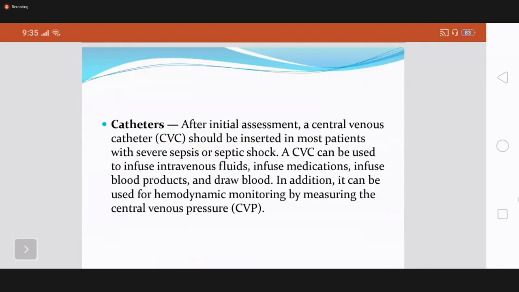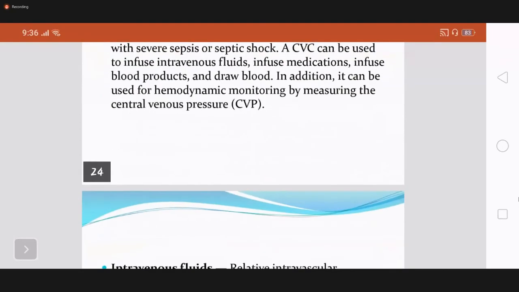Okay, now after initial assessment, a central venous catheter should be inserted in most patients with severe sepsis or septic shock. A central venous catheter can be used to infuse IV fluids, medications, and blood products, and especially it can be used for hemodynamic monitoring by measuring the central venous pressure. So another thing that needs to be done in the ICU in patients with septic shock or severe sepsis is to place a central venous catheter.